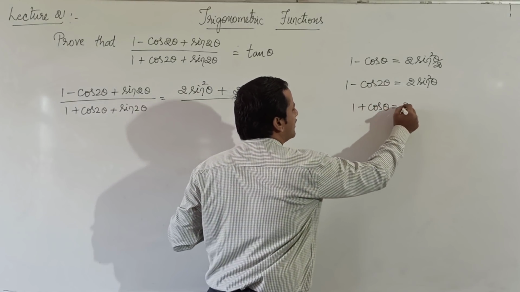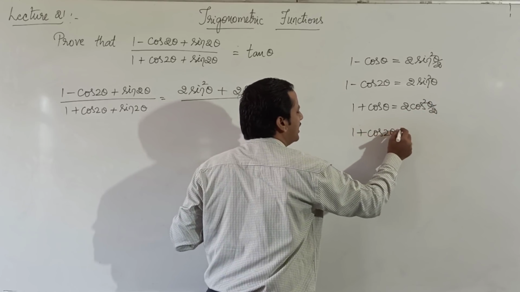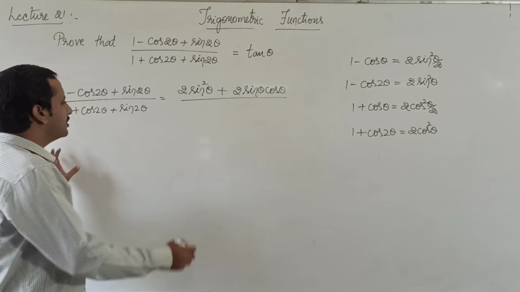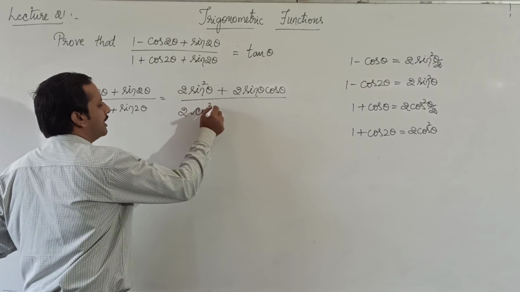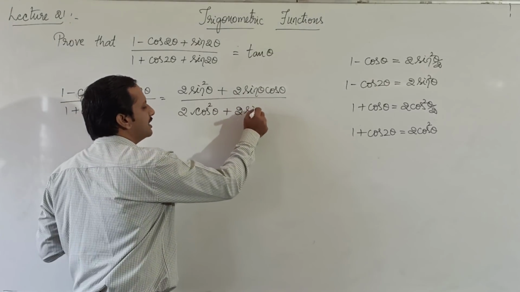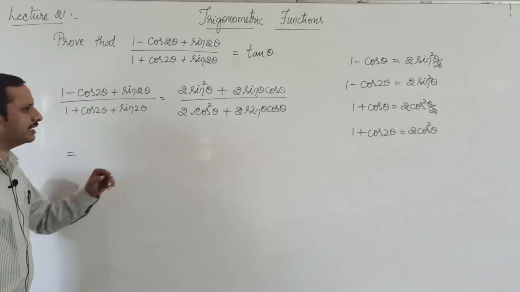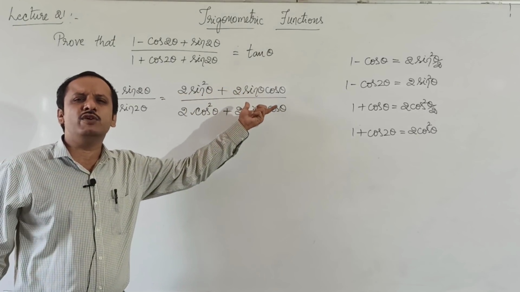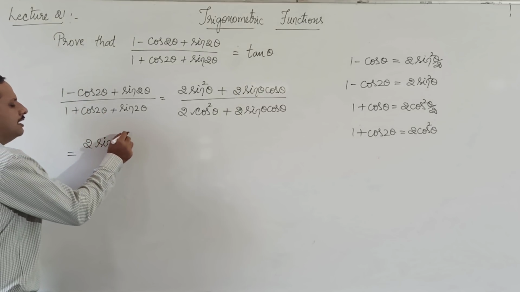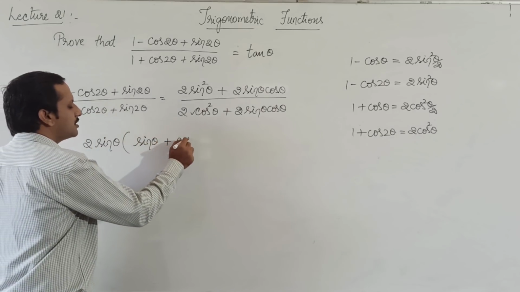You know this formula also. 1 plus cos theta is equal to 2 cos square theta by 2. Therefore 1 plus cos 2 theta will be equal to 2 cos square theta. 1 plus cos 2 theta is 2 cos square theta plus sin 2 theta, you know the formula, 2 sin theta cos theta. Sin 2 theta is nothing but 2 sin theta cos theta. Then in the numerator here you have 2 sin square theta and here you have 2 sin theta cos theta. What is the common factor between them? 2 sin theta. I will take 2 sin theta as common, then what will remain? Sin theta plus cos theta.